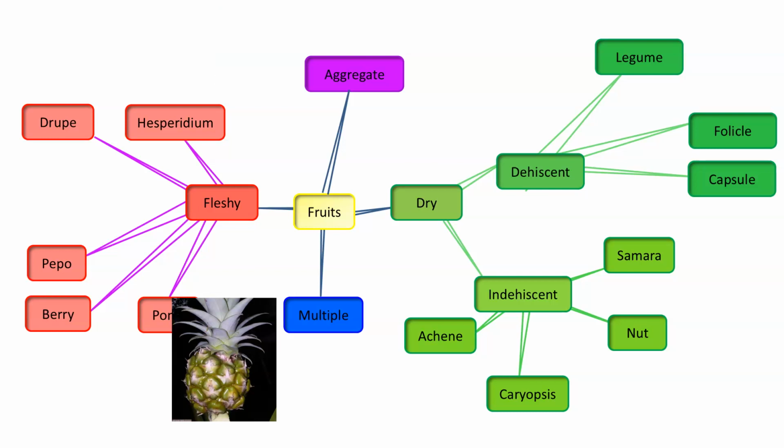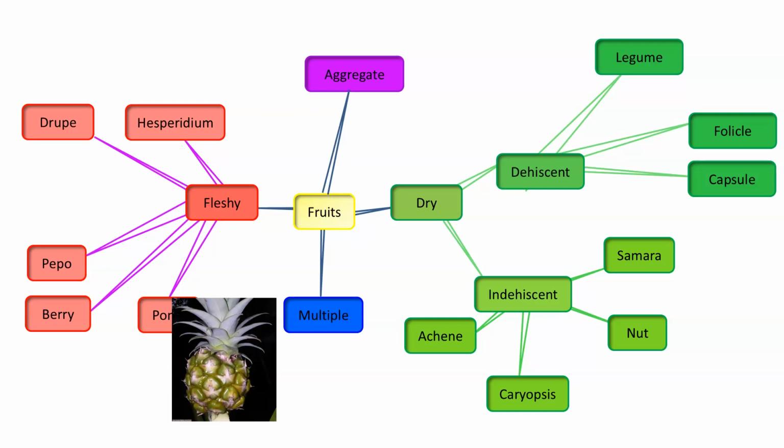And then we have multiple fruits. This is a pineapple. A pineapple is made up actually of an inflorescence. So it's multiple flowers making up the single fruit. When we talk of multiple fruit, we're talking pineapple, and we're talking things like mulberry. So when we look at these, we can see all of these different kinds of fruits, be they fleshy or dry, aggregate or multiple, and within them we have many different kinds. And we talk about these when we deal with fruits and the different types of fruits they are.